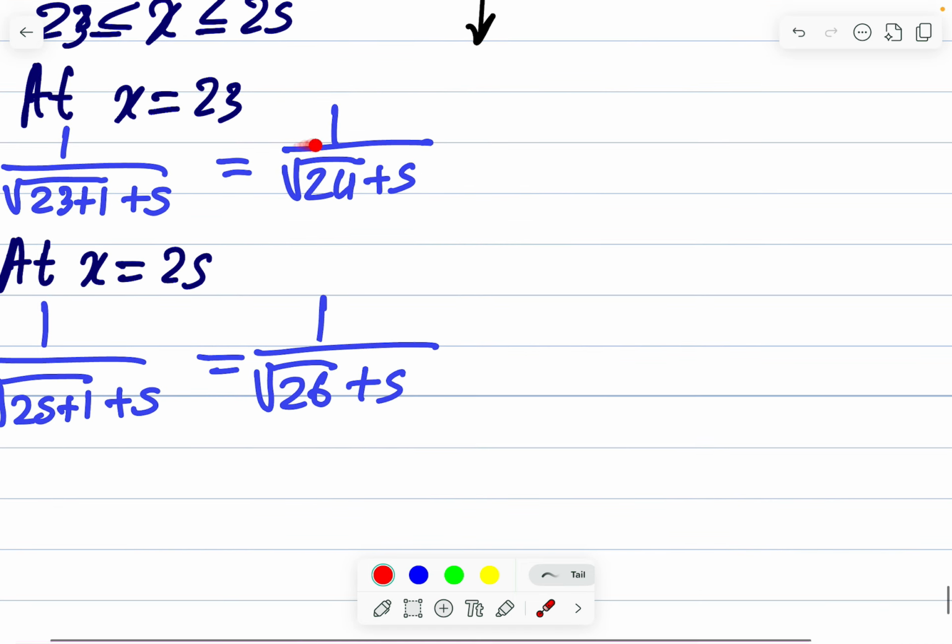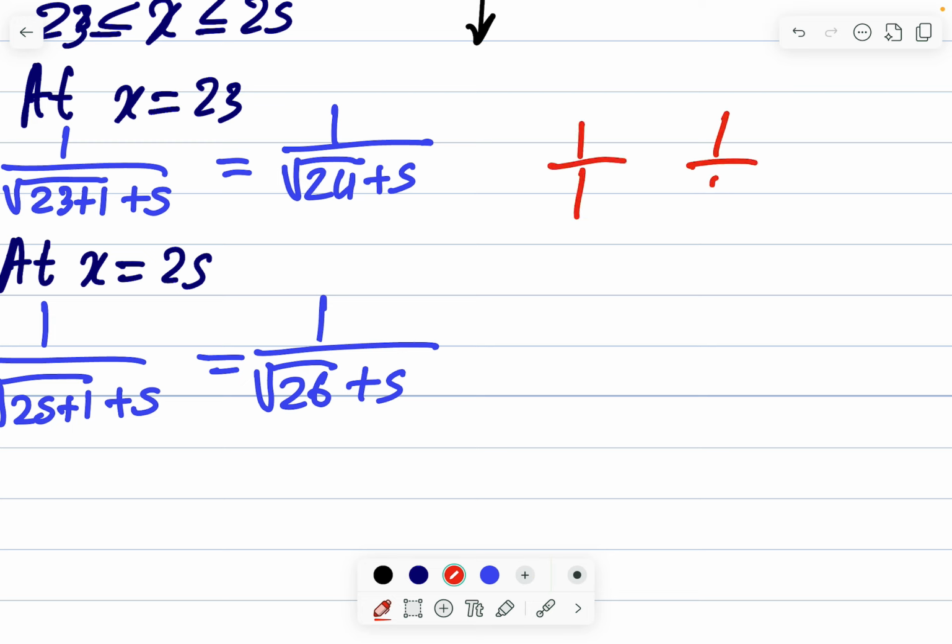But since this is small and this one is big, square root of 26 plus 5 is bigger than square root of 24 plus 5. But if the bigger number is in the denominator, it means what? This thing is small. Let me give you an example. If I have 1 over 1 and 1 over 2.